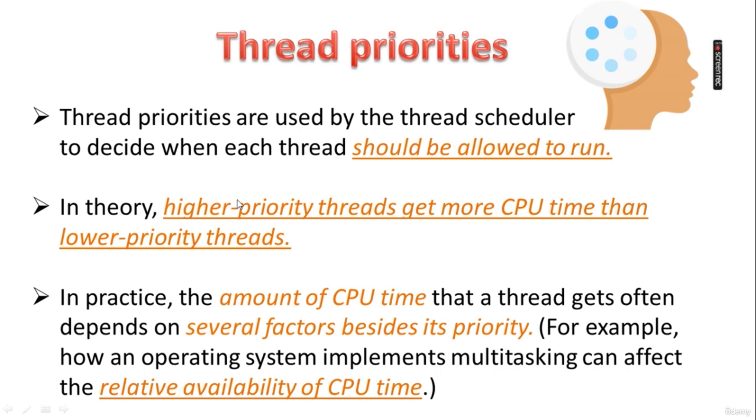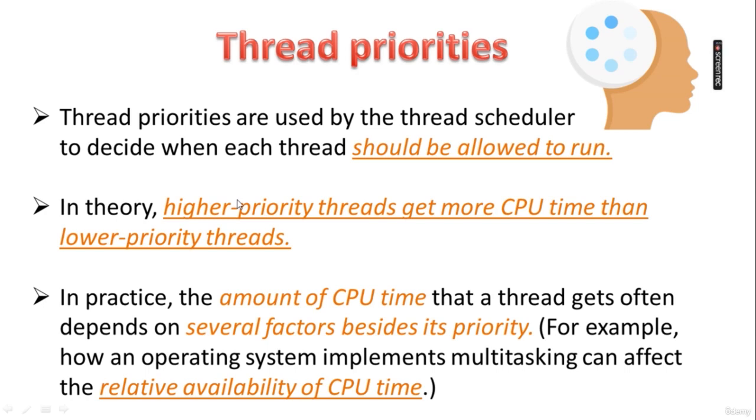So this way we have understood at the start of this chapter. Now we will see in detail what thread priorities are. This thread priority will tell the scheduler when each thread should be allowed to run. High priority threads get more CPU time than lower priority threads.